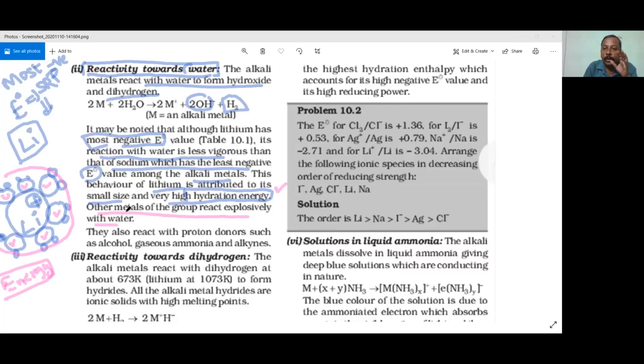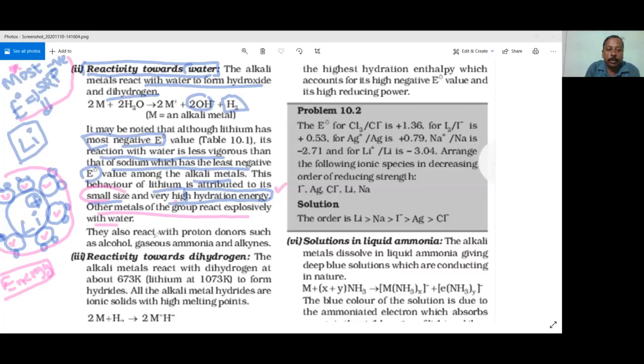Other metals of the group react explosively. Lithium reacts slowly, but sodium, potassium, rubidium, and all metal ions react explosively. In Hindi, it is called dhuandhar. So explosively they will react, but lithium reacts slowly. What is the reason? Due to small size and high hydration energy. The reason for the most negative SRP is the high hydration enthalpy.